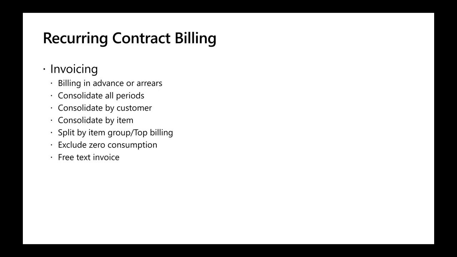Then we'll do split by item group, or what's known as top billing. So for instance, maybe you want to bill the top 2 lines. That's the scenario there. Excluding zero consumption, and then a free text invoice. So we'll go through all those different options in the demos today.